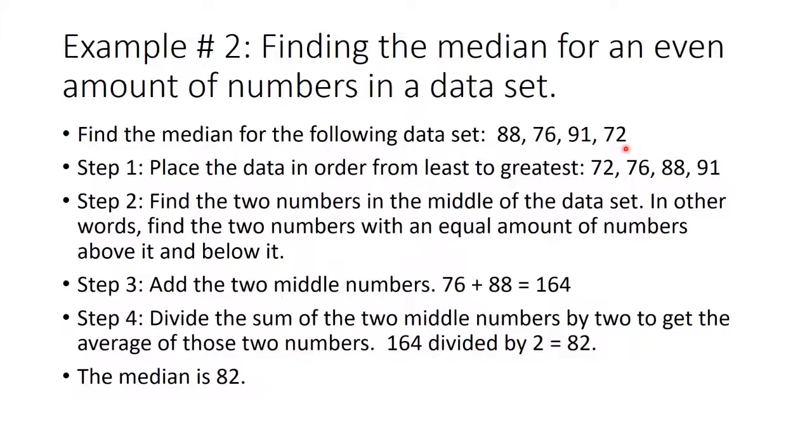Now, we can't have two medians, right? So what do we have to do? We have to find the average of those two middle numbers. First, we add those two numbers together, and that gives us 164. Then we divide the sum of the two middle numbers by 2 to get the average of those two numbers. So 164 divided by 2 is 82. That means the median is 82.